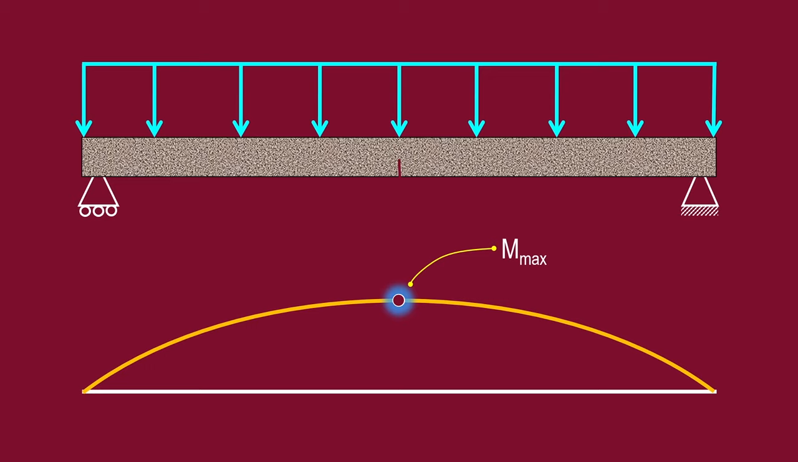And at that moment when the crack occurs, the moment at that crack, at that section, is what we call the cracking moment. Okay? We have here what we call the cracking moment. So, the cracking moment is the moment that will cause the beam to crack. Right? As simple as that.